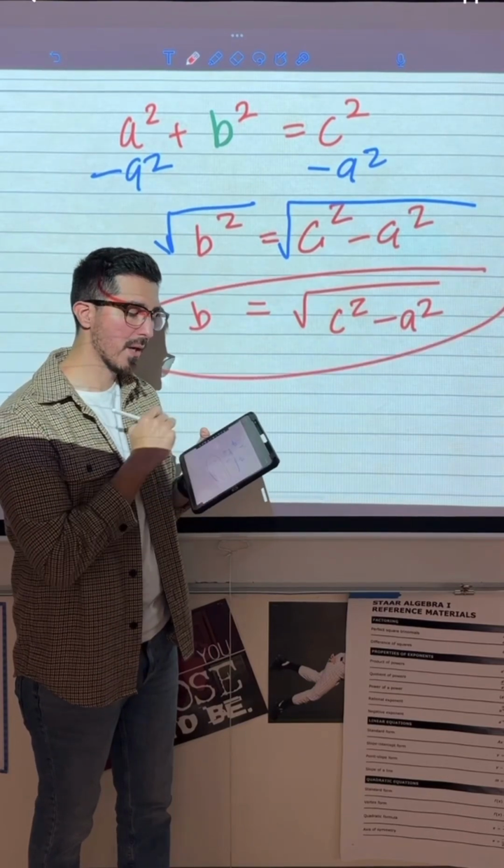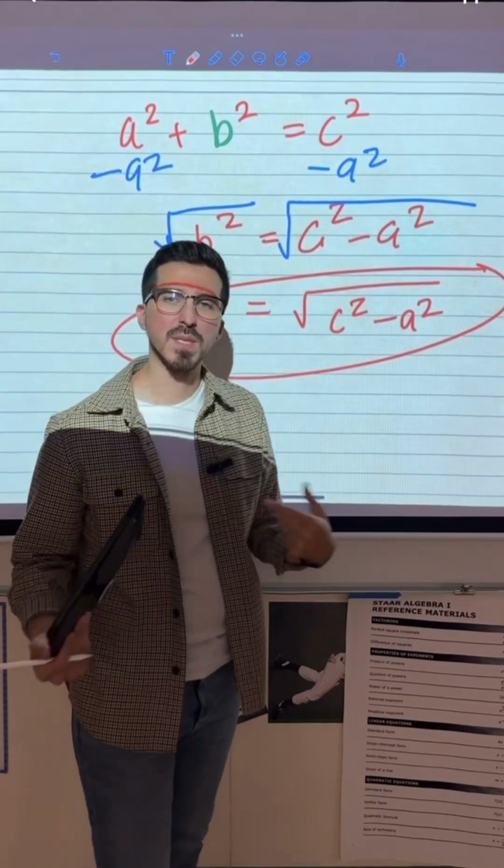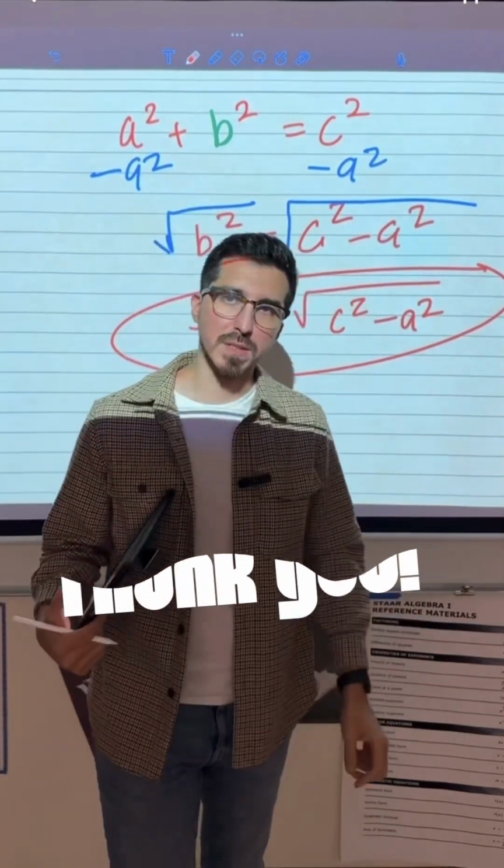And then this right here is your formula. You have b by itself. Here's the formula. This is how you solve for b. That is a literal equation two times.